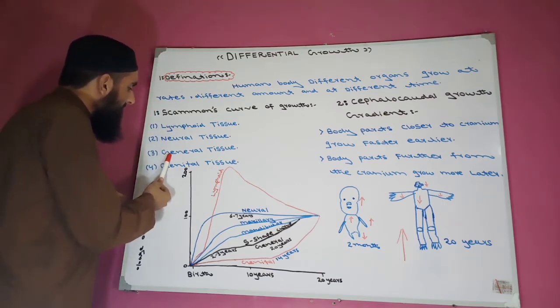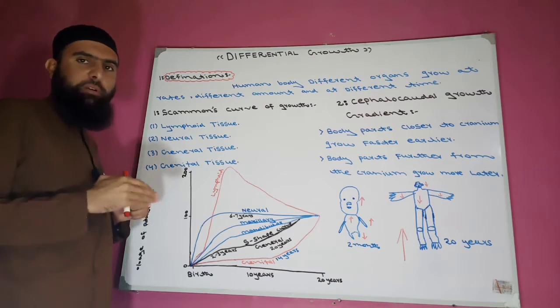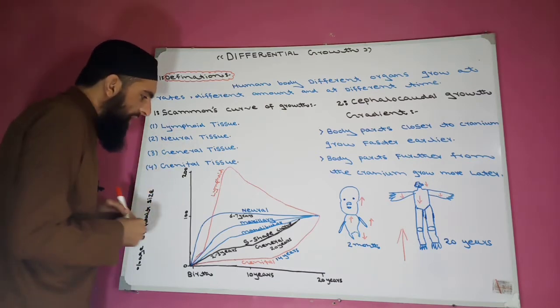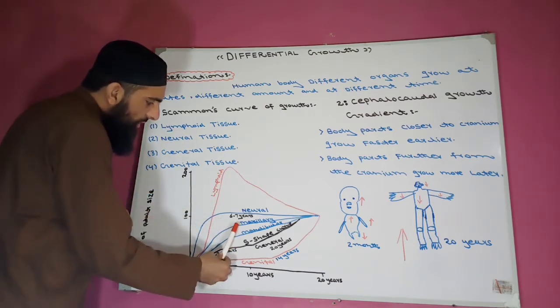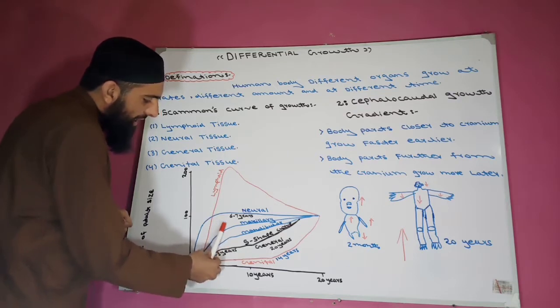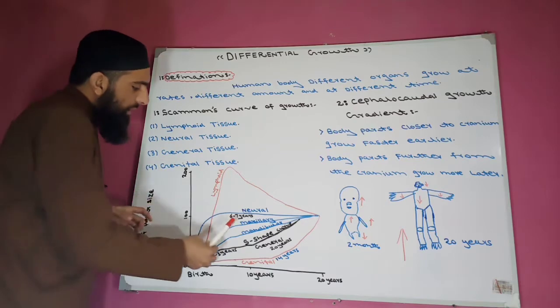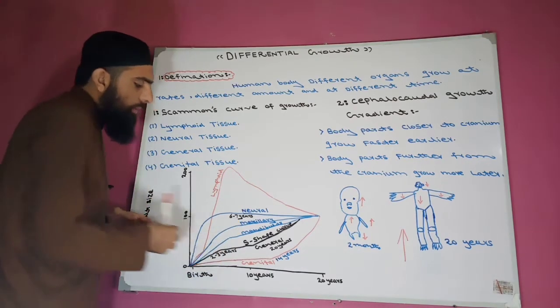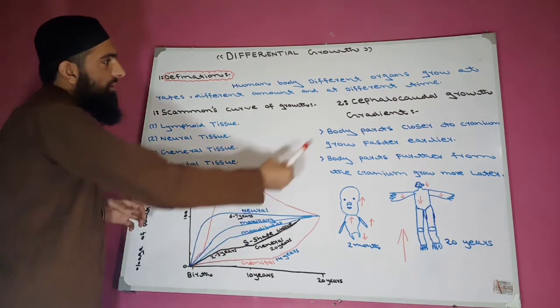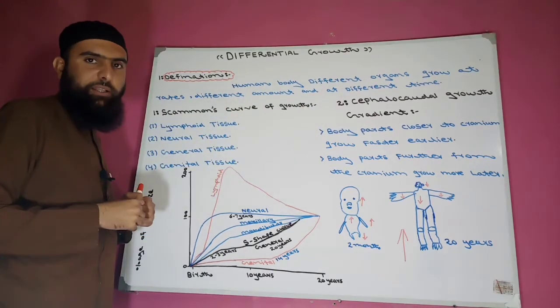The third is general tissue, meaning bone, muscle, connective tissue. Before general tissue, there are two curves of maxillary and mandibular growth, but maxillary and mandibular growth we will understand after understanding the cephalocaudal growth gradient.